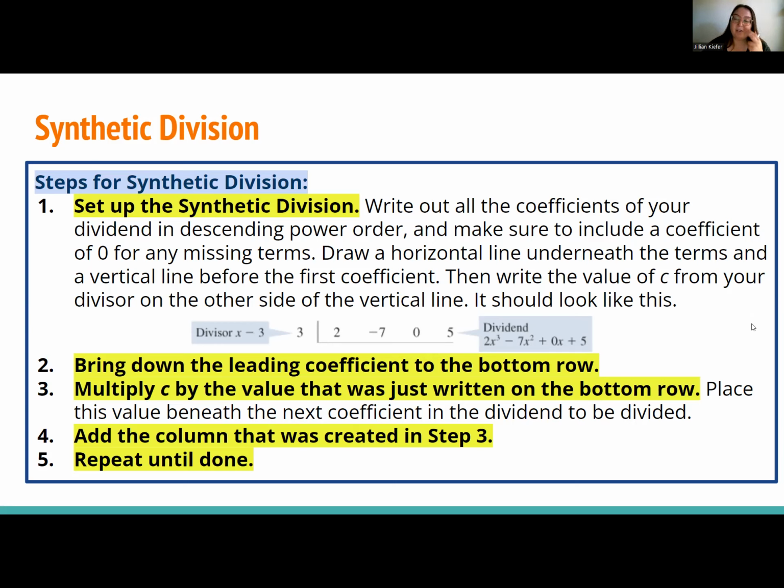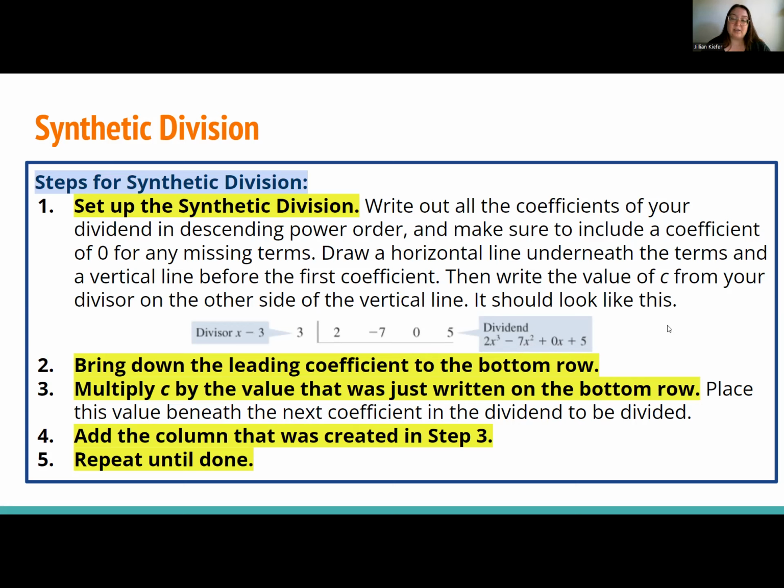Then you'll write your value of c on the other side of the vertical line to the left, and it would look something like this. We see 3, vertical line, horizontal line, then the house, 2, -7, 0, and 5. This represents the divisor being x minus 3, and the dividend being 2x to the power of 3 minus 7x squared plus 0x plus 5. So this is what it would end up looking like.